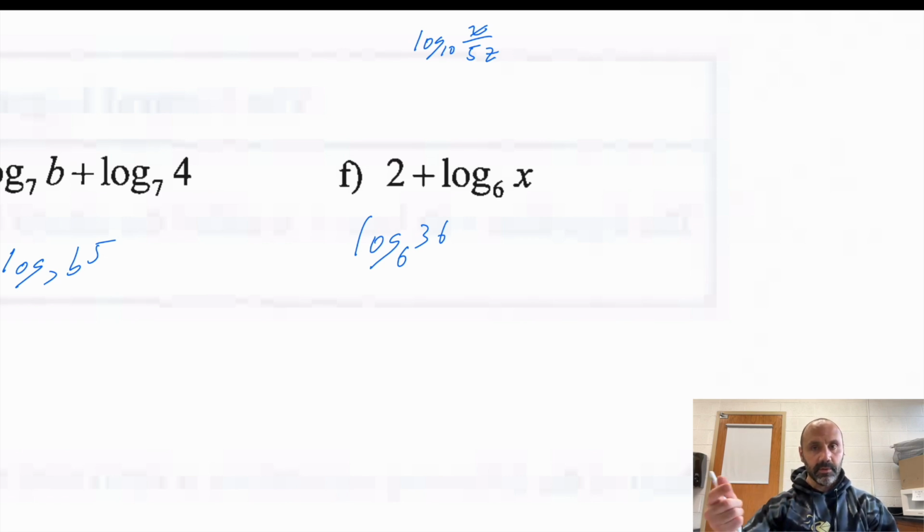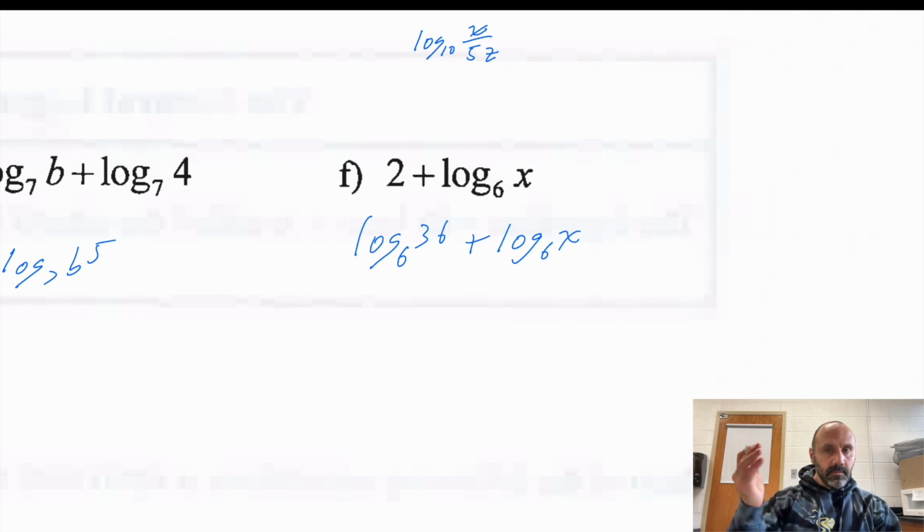So 2 is actually the solution of this. 2 and log base 6 of 36 is the same thing. So plus log base 6 of x, same base. So now I can combine these. So this is log base 6 of 36x.